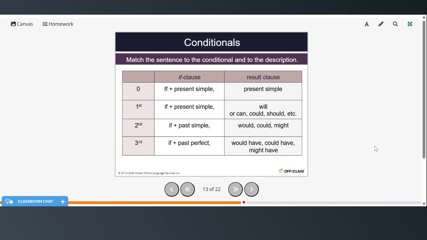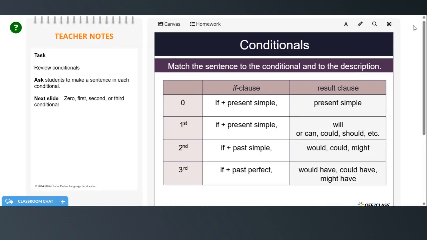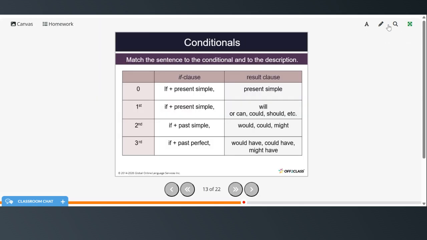Alright, so now match the sentence to the conditional and the description. Pause the video, try these on your own, and then restart when you're ready to check your answers. Actually, this says to match, but they want you to make your own sentence, so it's not actually a matching. So if you'd like to make a conditional sentence for each of these types, put those in the comments to generate some conversation.